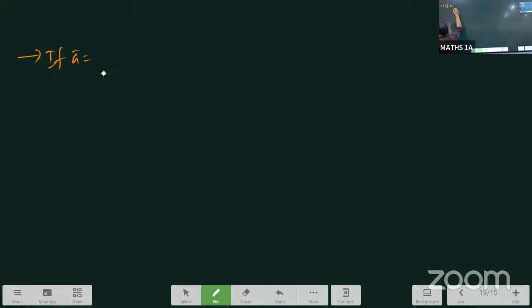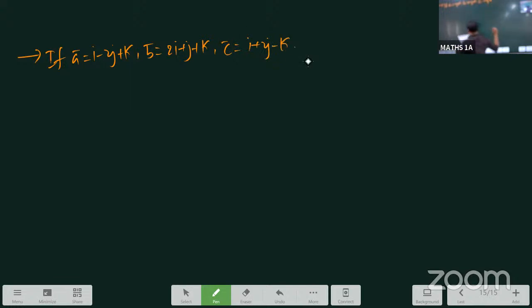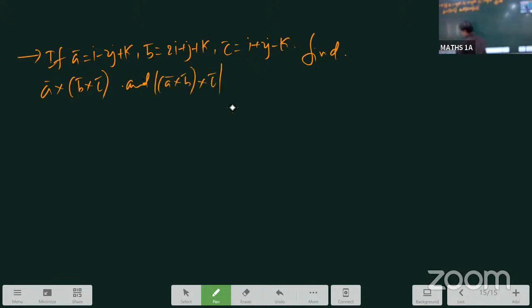Same, if A bar is given as I minus 2J plus K, your B bar is given as 2I plus J plus K, and your C bar is given as I plus 2J minus K. Again, then find A bar cross B cross C and mod of A bar cross B cross C. These are easy questions and important questions. Is it clear? All right.